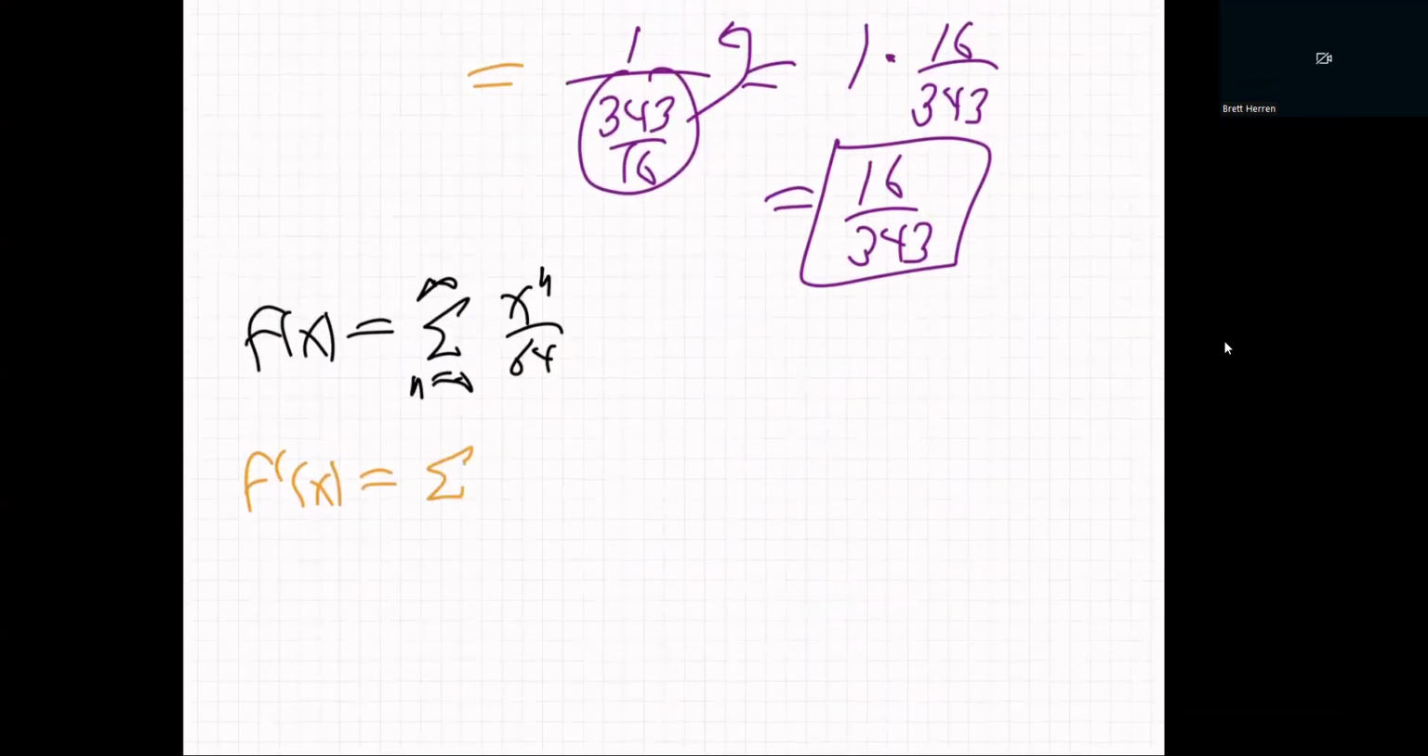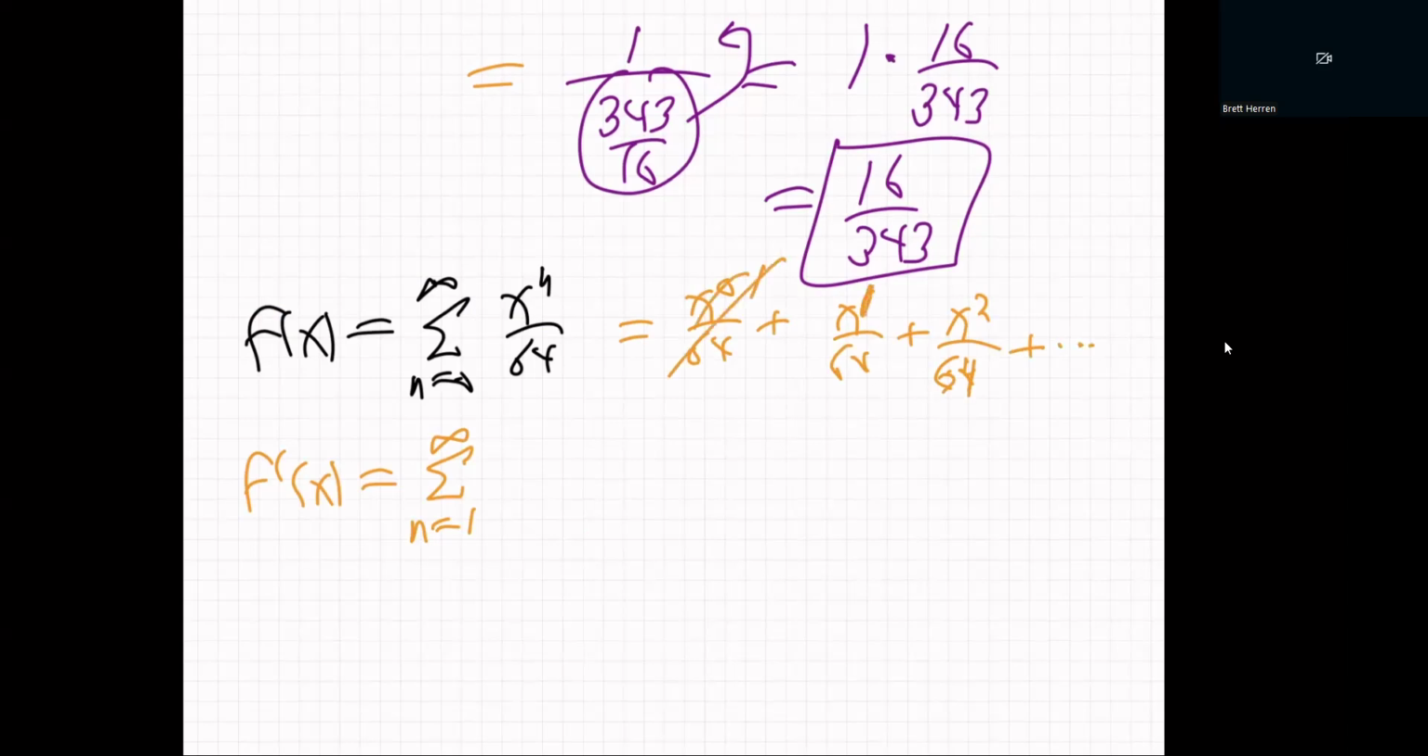Now, what happens when you take a derivative? This goes up by 1, n equals 1. Why? Because if you think about it, when you plug in 0, it's x to the 0 over 64, and then plug in 1, plug in 2, etc. Well, what's x to the 0? 1. So this is a constant. When you take the derivative, that goes away, and you're starting at 1, right? So bring down the n, x to the n minus 1. The 64 is just sitting there. Why? It's just a constant.